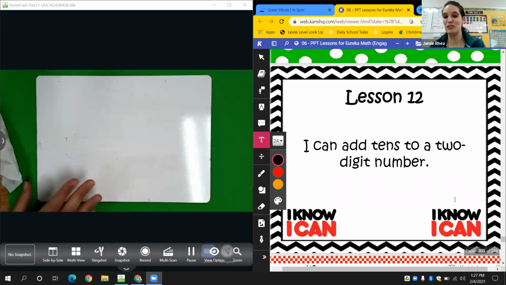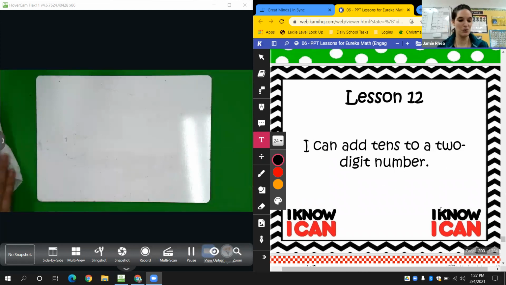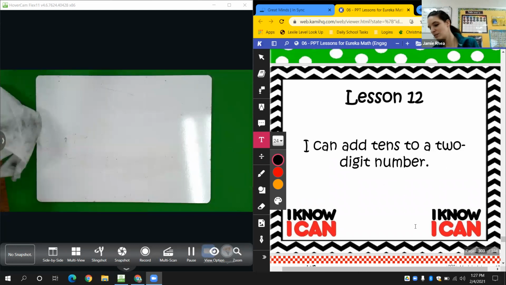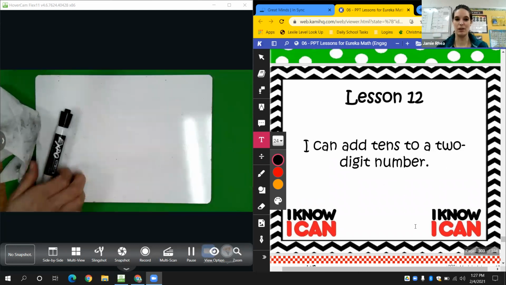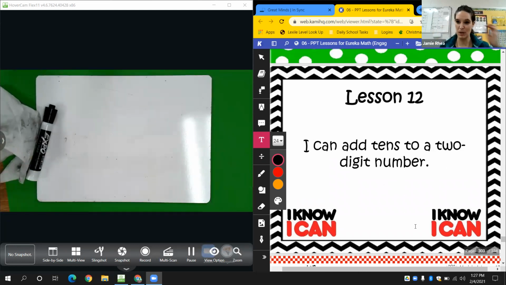Okay, so make sure you have your whiteboard, something to erase with, something to write with. If you don't have a whiteboard, make sure you have paper and pencil. All right, so lesson 12 today. I can add tens to a 2-digit number. We were doing this yesterday. We remember taking 10, adding 10, taking 10. We got this. All right, here we go.